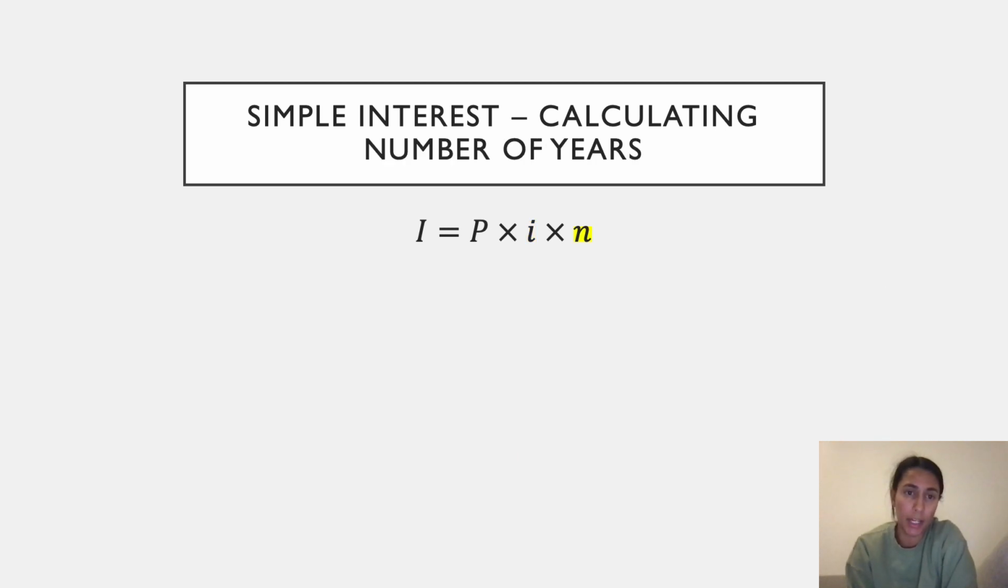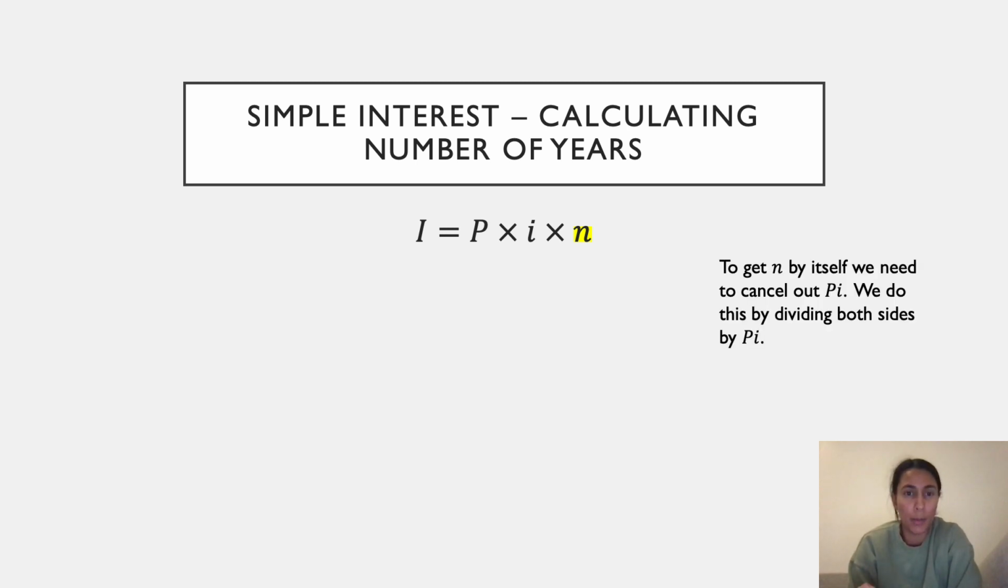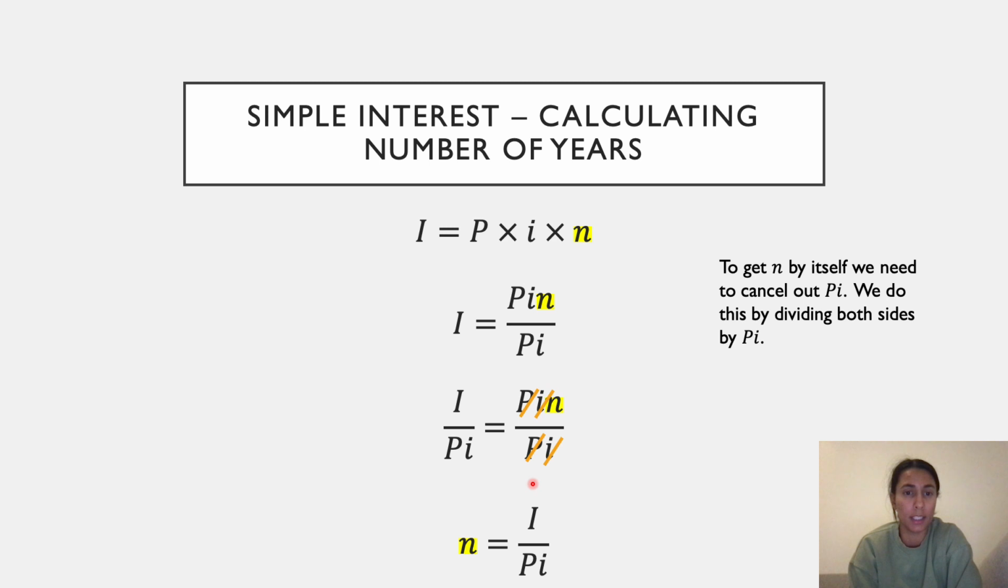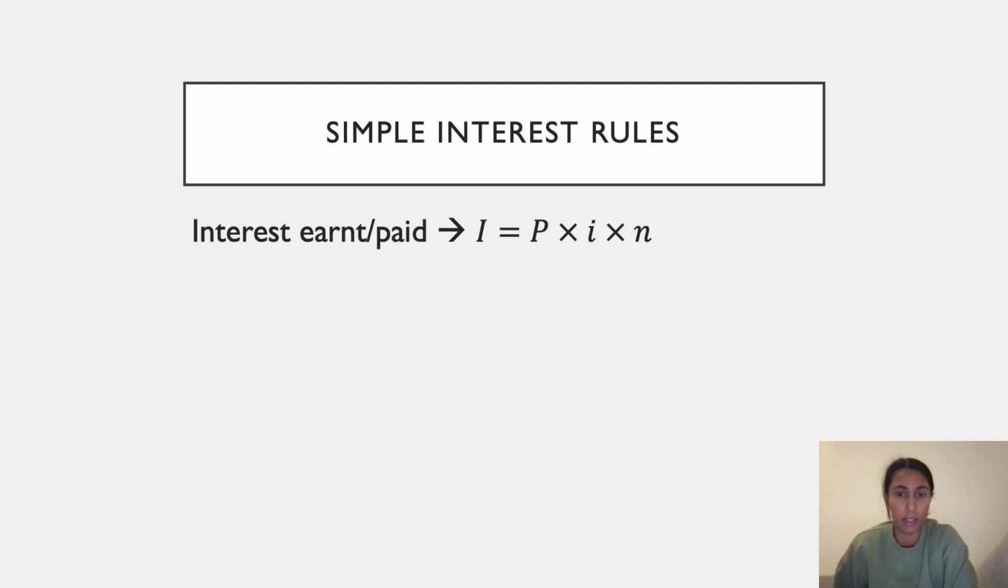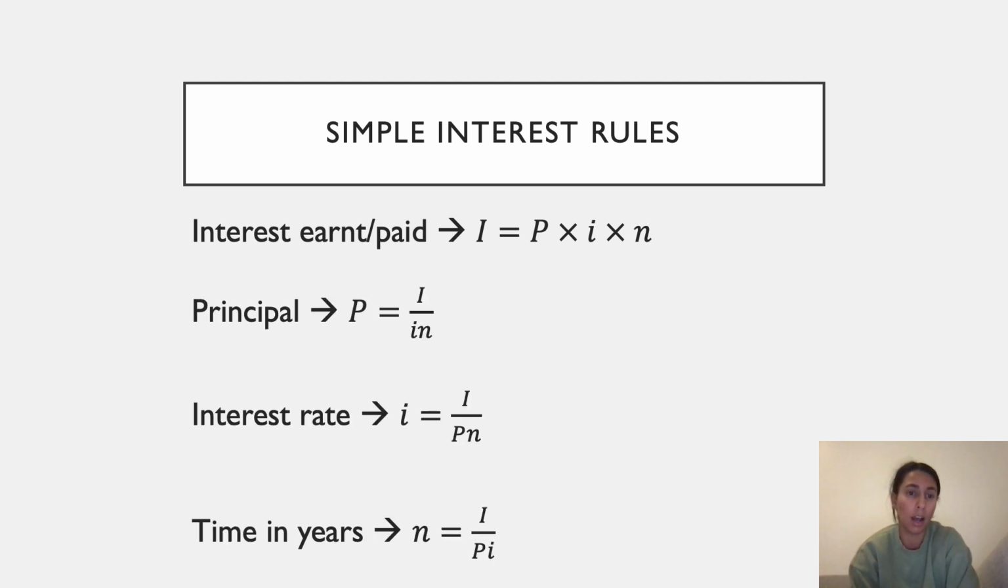And then the final variation is if we wanted to find time in the number of years. Again, very similar, except this time we're cancelling out the Pi. So we're going to divide both sides by Pi. On the right hand side, the P and the i will cancel out. So to find the number of years, you would use this formula here. If you are confident with rearranging a simple interest equation, then you could just have the simple interest formula on your cheat sheet. If you're not confident, then I would recommend putting all four of them on your cheat sheet so that you have all options there.